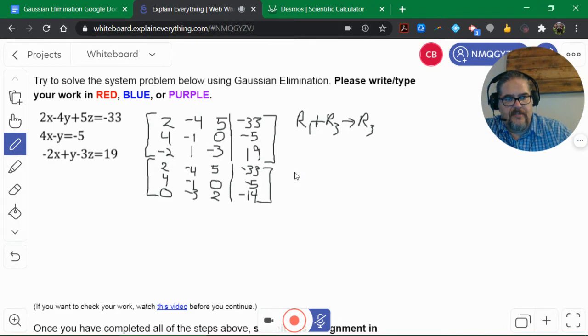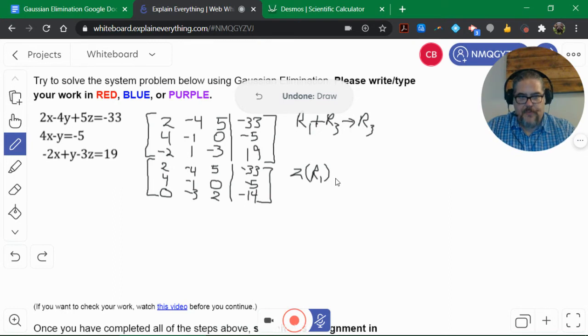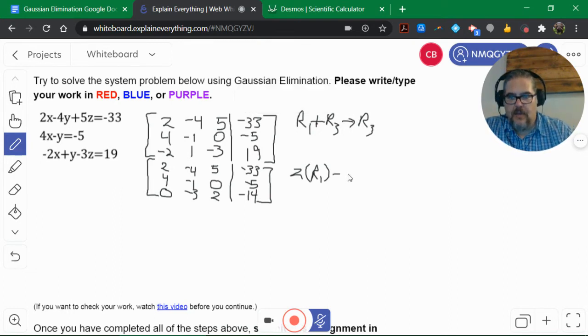So what I'm going to do is I'm going to say 2 times row 1, and then I'm going to subtract row 2, and then what this is going to do is it's actually going to replace row 2. Okay.